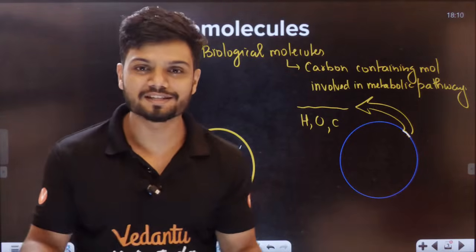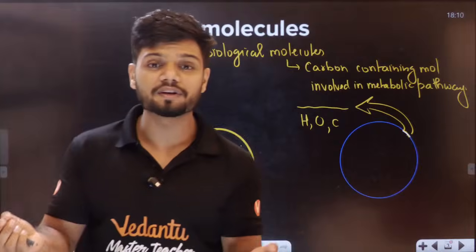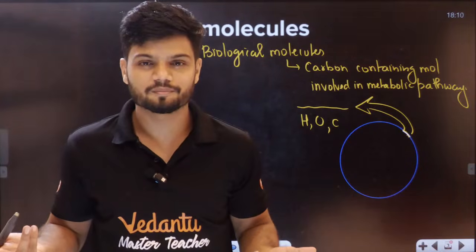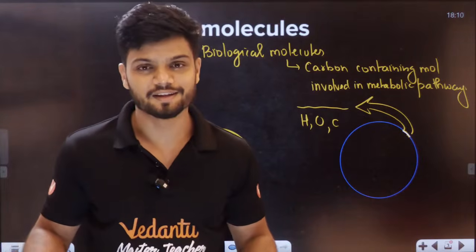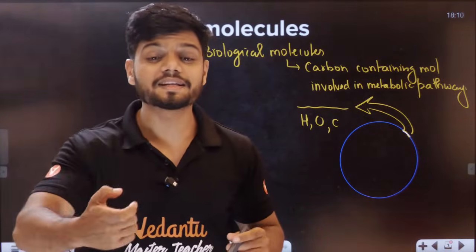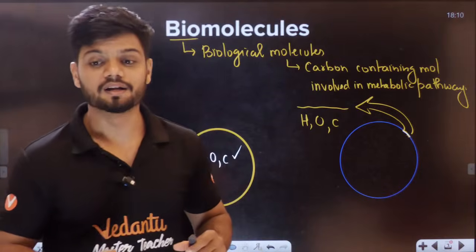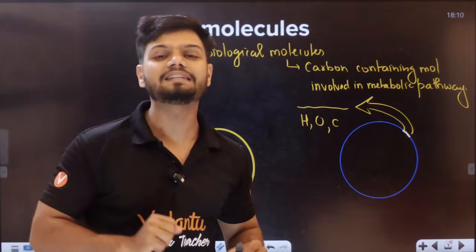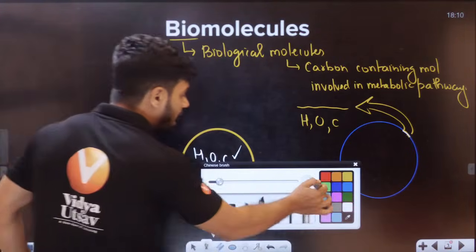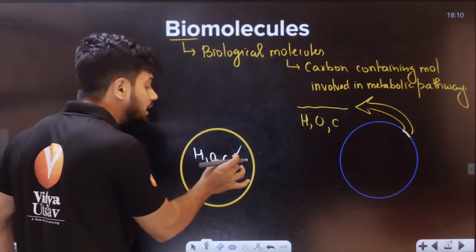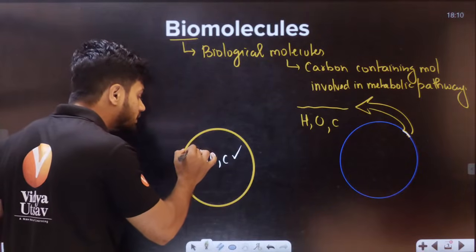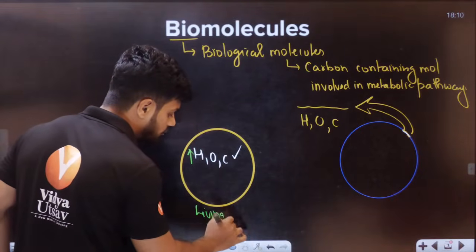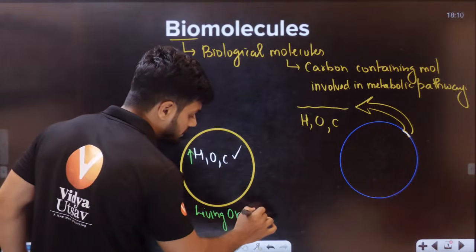Then what is the difference? Is there any difference? Yes, there is. The difference is in the relative abundance, that is, the quantity. This hydrogen, oxygen, carbon is more in the case of living organisms.